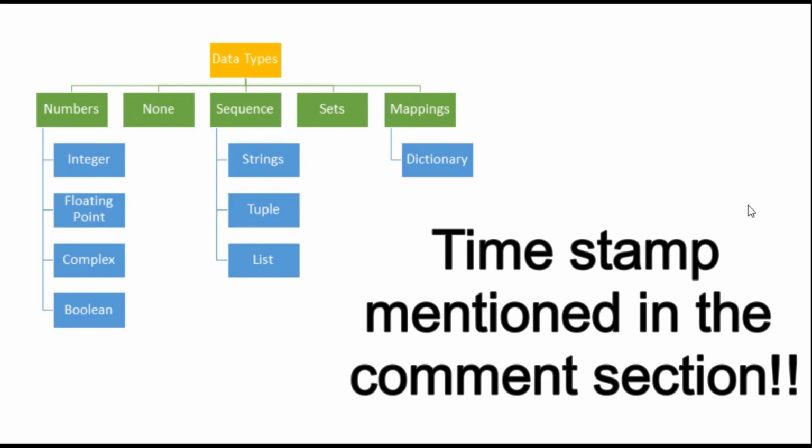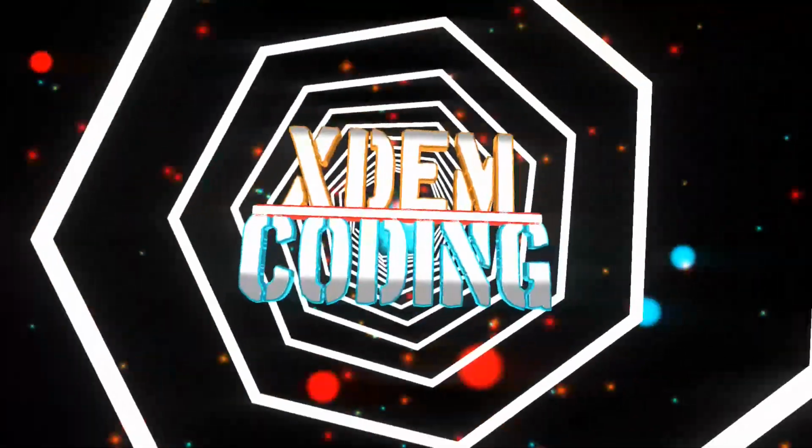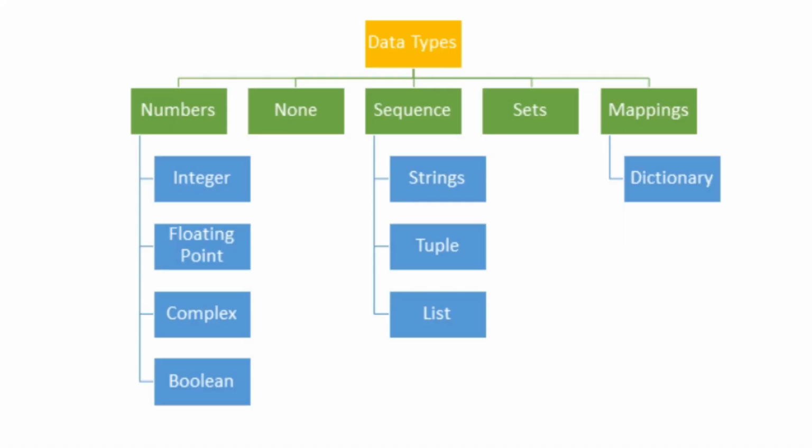In today's video, I'll tell you about all the data types in Python. So let's begin. In total, there are 5 different data types in Python, which is numbers, none, sequence, sets, and mapping. So we are going to briefly discuss all of them. The first data type is numbers. In numbers, there are 4 subcategories, which is integer, floating point, complex, and boolean.